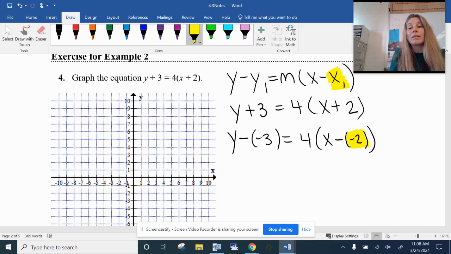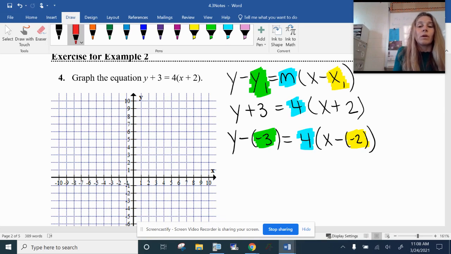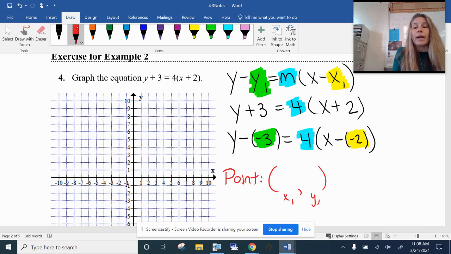It's the number being subtracted. What is my y1? It's the number being subtracted from y. And then, of course, what is my slope? And that pretty much stays constant throughout. So what is my point? What is that x1, y1? Well, my x1 is this -2, and my y1 is this -3.